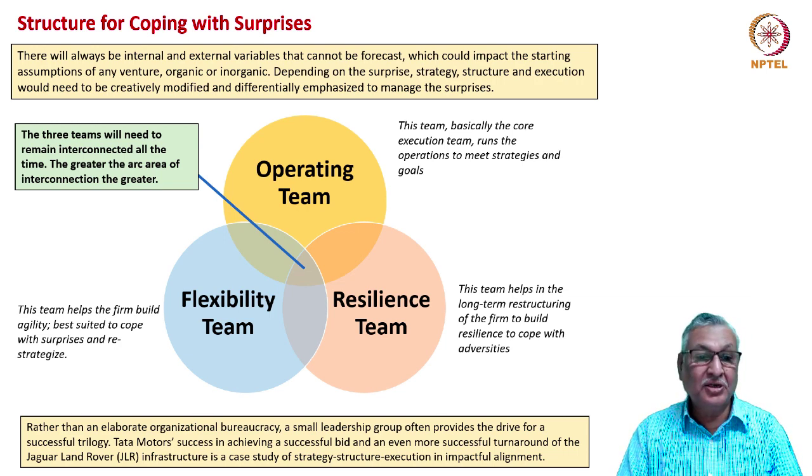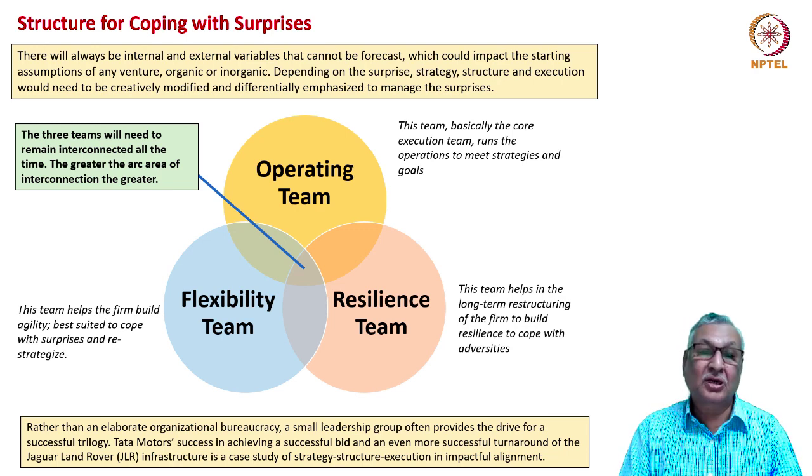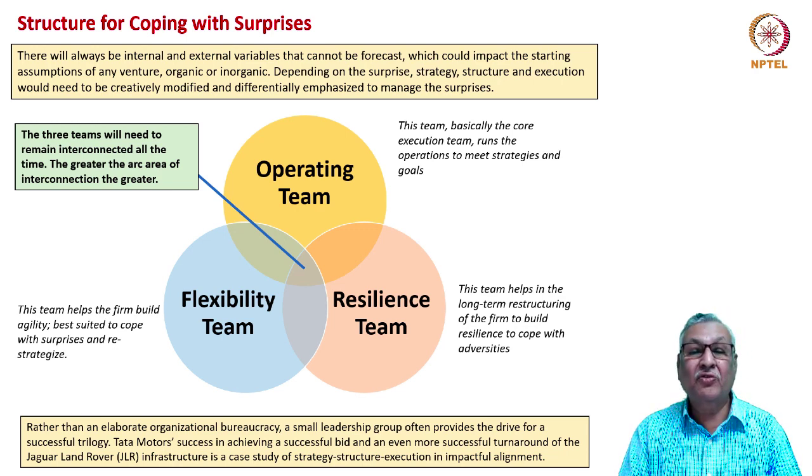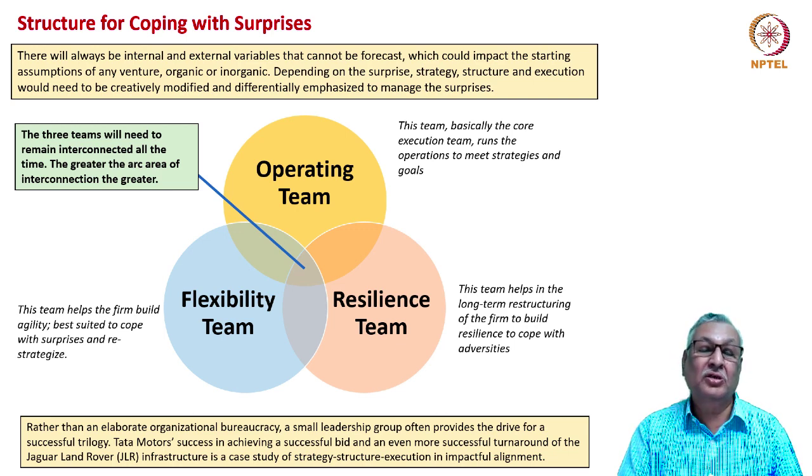Then we have a flexibility team, because the crisis has struck us unexpectedly. So we need to have flexibility and agility in the organization, and this team is best suited to cope with surprises and re-strategize. Finally, we should have a resilience team. We need to have the amplitude in the organization to be able to meet the pressures that the environment will pose, or the vacuum the environment creates in terms of new opportunities. The resilience team creates long-term restructuring plans for the firm and implements them to build resilience and help the organization cope with the adversities. These 3 teams must work together.